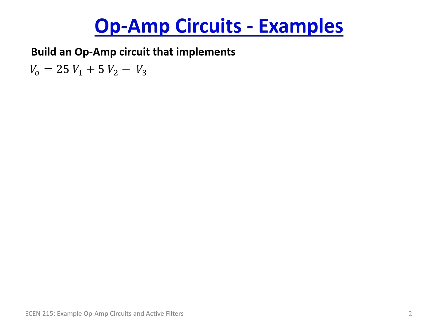We have here V out, or the output of the amplifying circuit, is going to be 25 times voltage input number 1 plus 5 times V2 minus V3. So we need to go back and look at our amplifiers from our previous topic, where we had different amplifier stages, and we're going to combine them to implement this function.